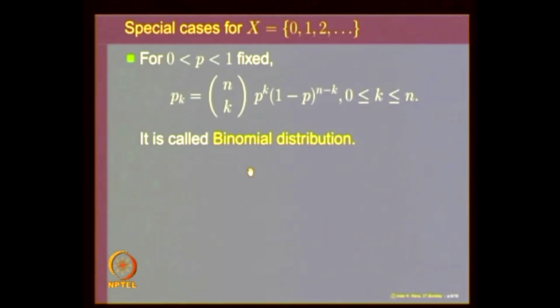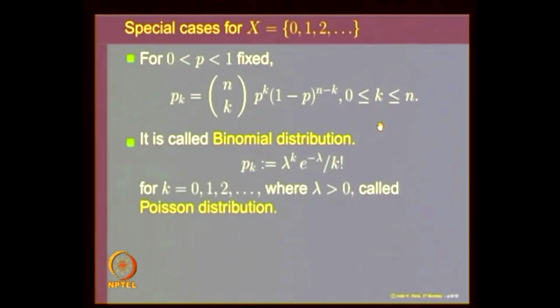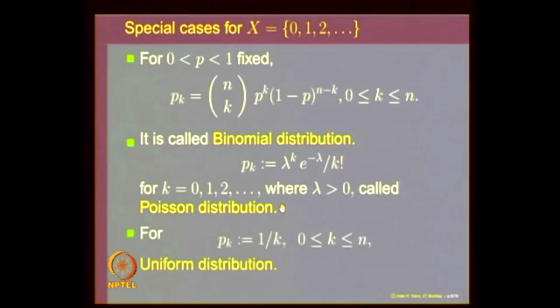Another special case of this discrete distribution is called the Poisson distribution, which is characterized by the definition that pk is equal to lambda to the power k, e raised to power minus lambda, divided by k factorial. This is called the Poisson distribution. This is another important distribution in the theory of probability. And finally, when we take only a finite number of points 0, 1 up to n and pk is 1 over k, then each point is given the same mass 1 over k, and this is called the uniform distribution. So these are special cases of discrete probability distributions.